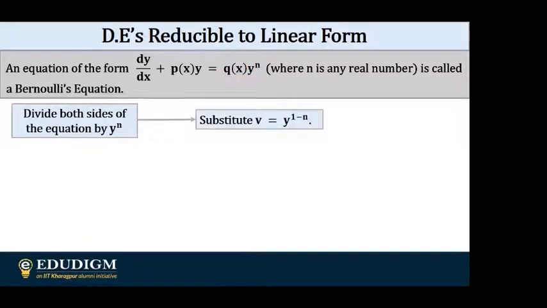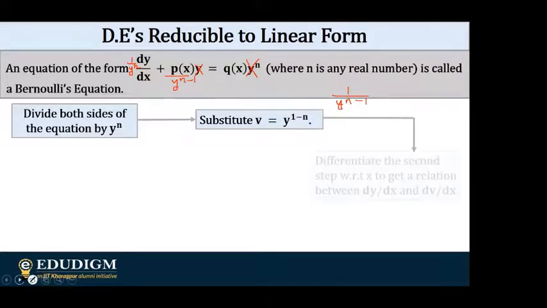Now this is the classic substitution. I'm going to substitute v equals y to the power 1 minus n, or 1 by y to the power n minus 1. If I just divide this by y to the power n, this is 1 by y to the power n, and this y is gone, y to the power n minus 1. All right, you understand these two steps?